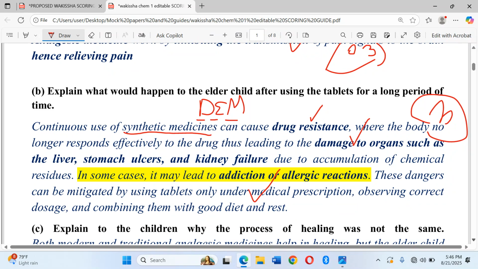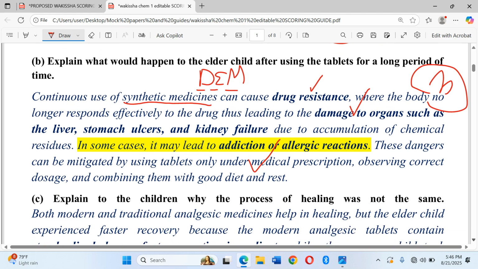Now let's look at the last part. The last part was saying, explain to the children why the process of healing was not the same. You recall, we have 2 children, and one of them, after some time, came back saying there was little relief, the younger one, and yet the older one was better. Now the question is why?